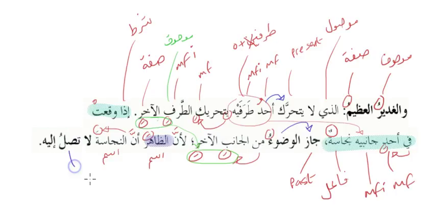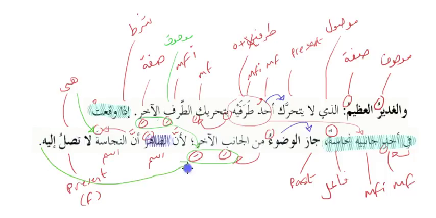Right, so la tasilu, this is from wasala yasilu. And this is present feminine. F for feminine, and the fa'il is here, which actually goes back to najasa. And ilayhi, to it, like we said before, goes back to janib al-akhar. La tasil ilayhi.